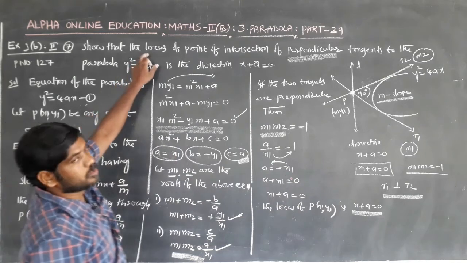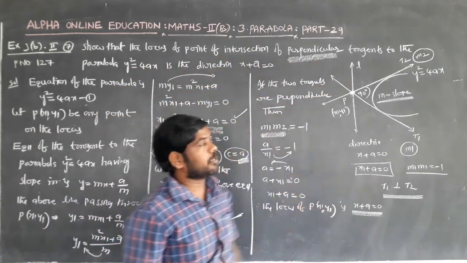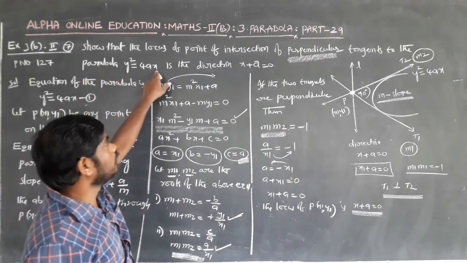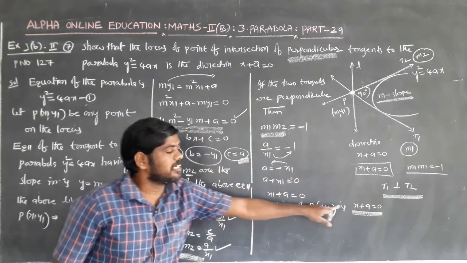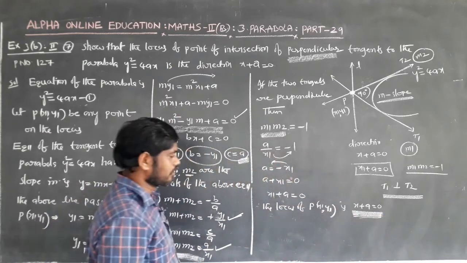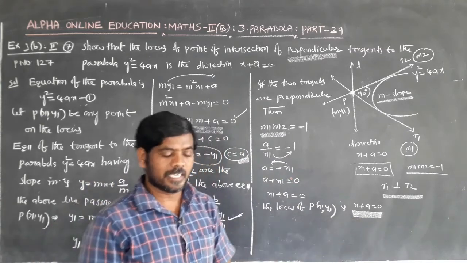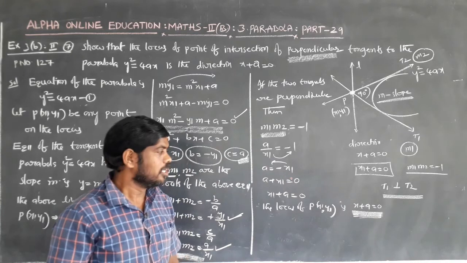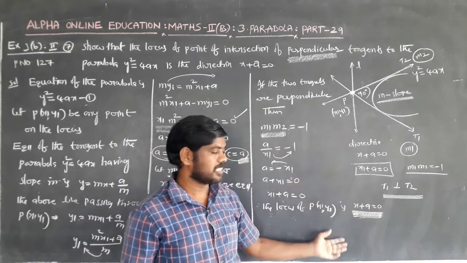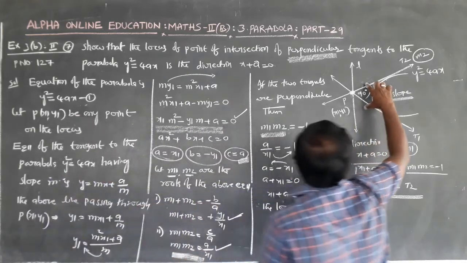So the locus of the point of intersection of the perpendicular tangents to the parabola y square equal to 4ax is the directrix. Therefore, the locus of P(x1, y1) is x plus a is equal to 0. X plus a equal to 0 means the directrix. This is the proof.